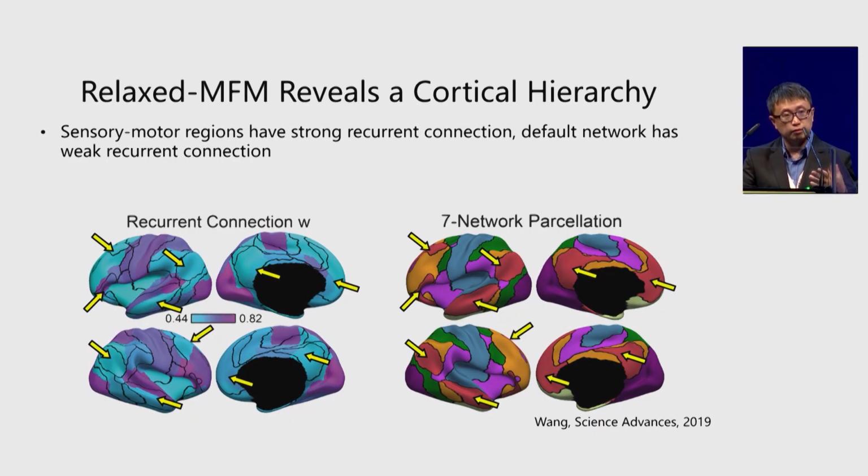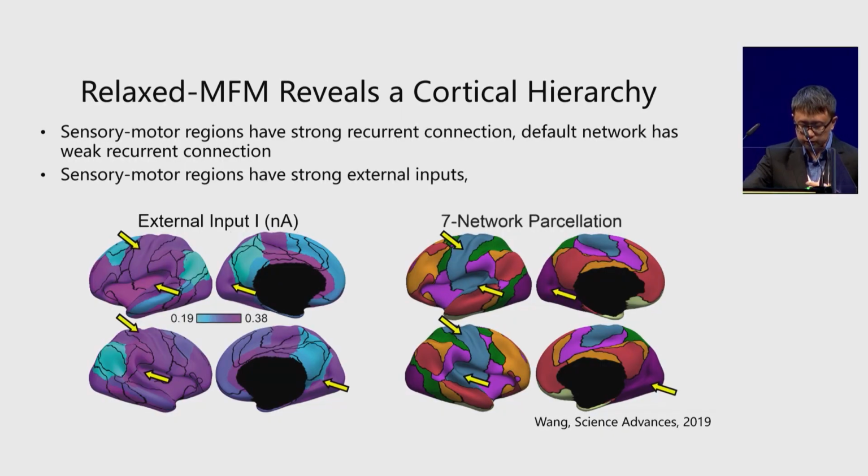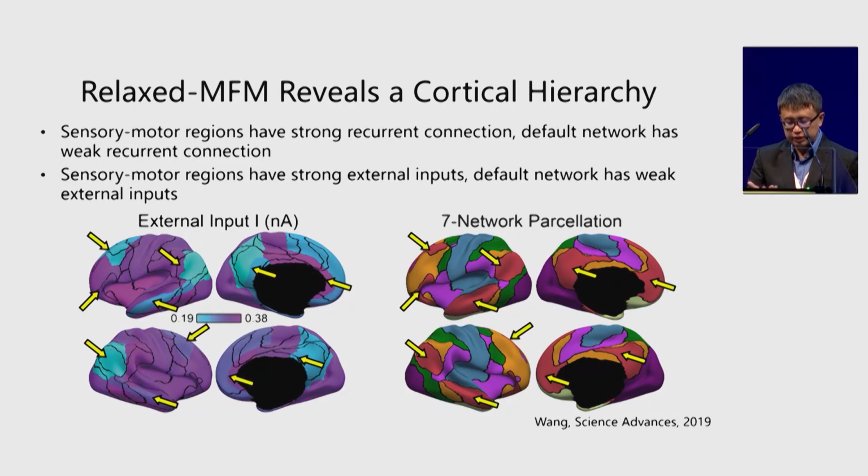What about the external inputs? This is showing the map of the external inputs. And again, we can see that there's a nice spatial topography. Sensory motor regions have strong external inputs, as you can see by the dark purple, right? On the other hand, the default network has weak external inputs, right?